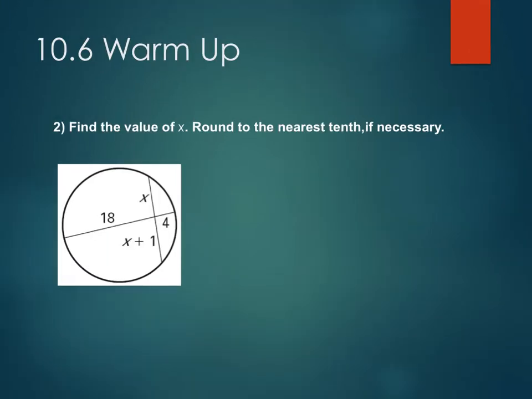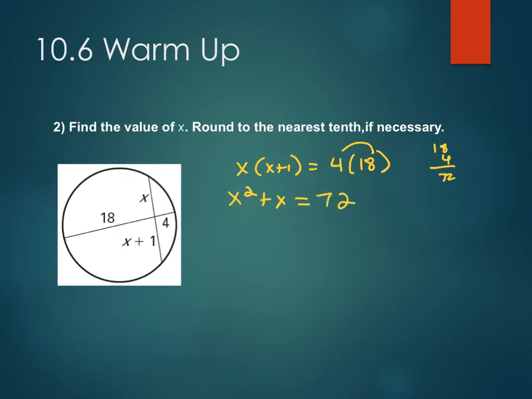Yeah? Okay, chord again. This time it's x times x plus 1 equals 4 times 18. So I get x squared plus x equals, and then I have to multiply this out, 18 times 4, 72. Good. Now this is a skill you needed from Algebra 1. I'll review factoring with you a little bit, but this is a skill you needed from Algebra 1.